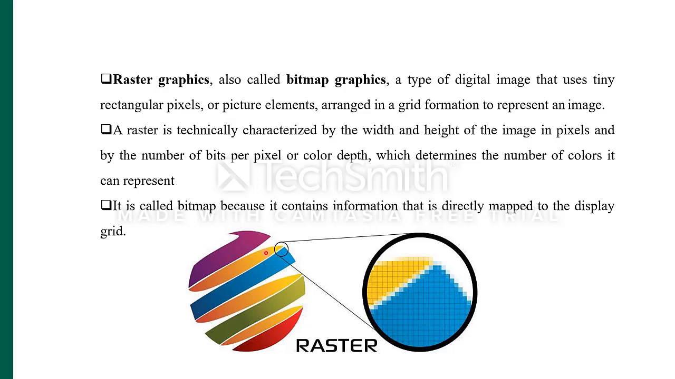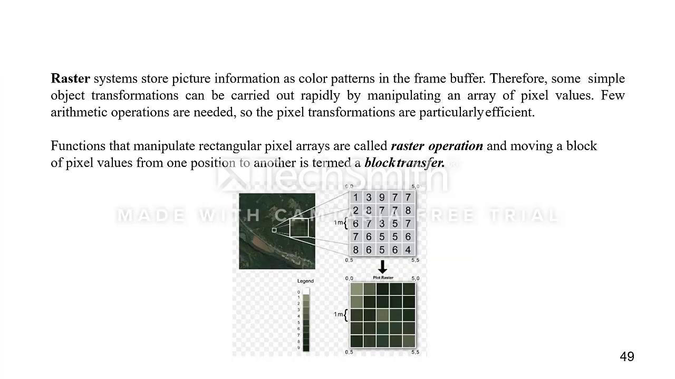There is one more technique called vector representation, or vector graphics, which takes a clear pixel of colors, whereas raster methods take rectangular pieces in a grid formation of the image. Raster systems store picture information such as color patterns in the frame buffer. If we observe, it is picking this part of the color and making a frame buffer of color patterns, or shades of the same color.